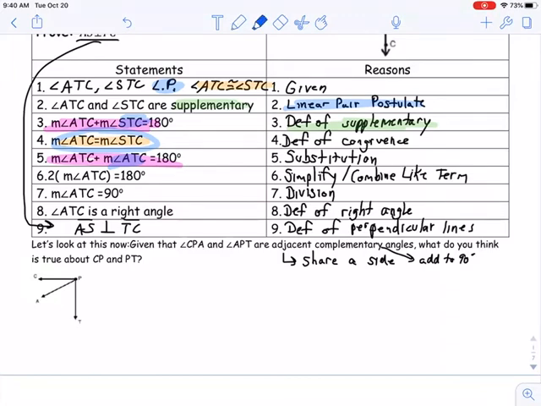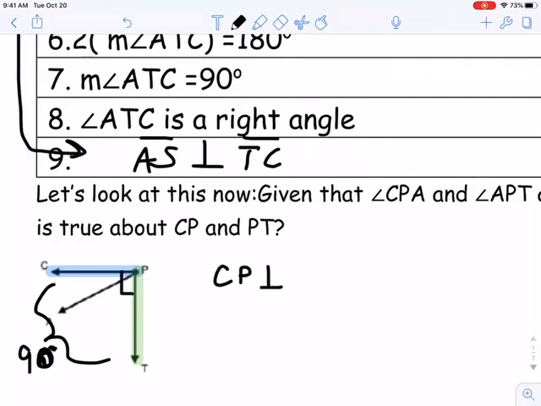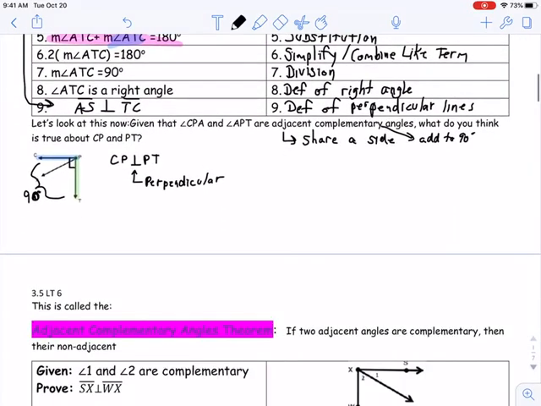So CP, PT, they're 2 adjacent angles. Remember, this all adds up to 90 degrees. So what do we think is true about this? Well, that should be a right angle. So CP and PT should be perpendicular. And that's a notation for perpendicular. It's an upside down T. The notation for perpendicular lines is perpendicular lines. I like that notation. All right.